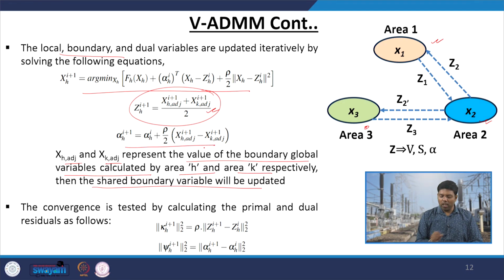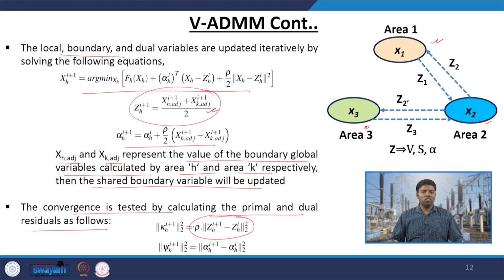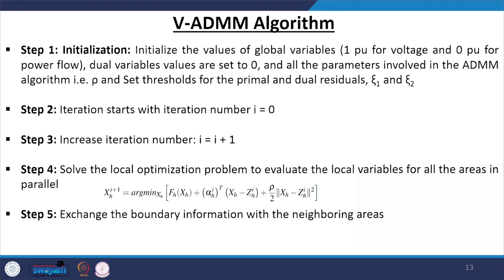Then your dual variable will be updated with this equation. The convergence is tested by calculating the primal and dual residual. That means, whether your global variables are updating or not. If they are updating, then how much they are updating is calculated with this L2 norm value, and also with the dual variable alpha. So, we will see the algorithm. Step 1: first initialize the values of the global variables, 1 per unit for voltage and 0 per unit for your power flow.